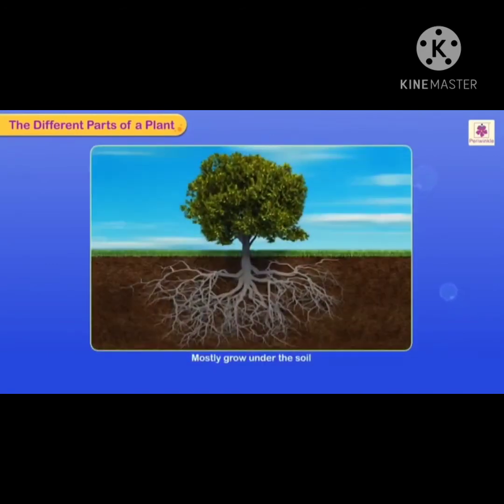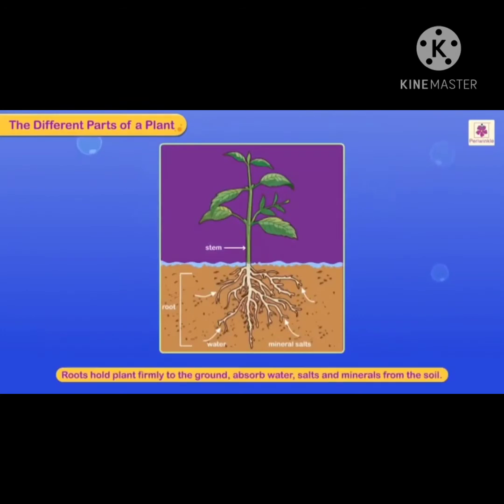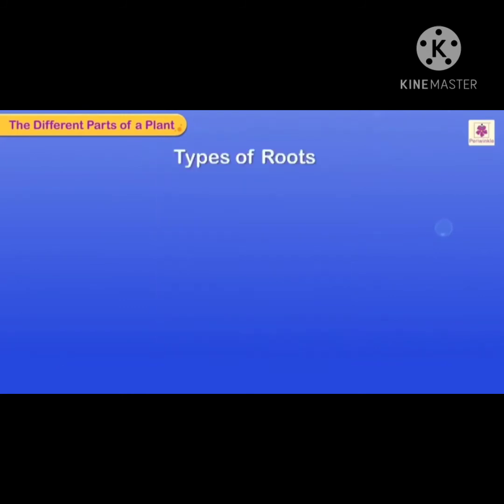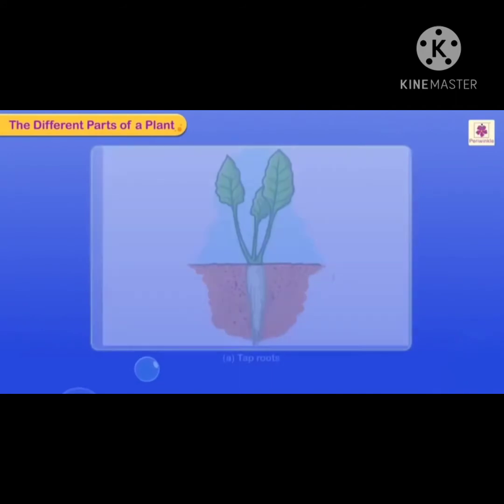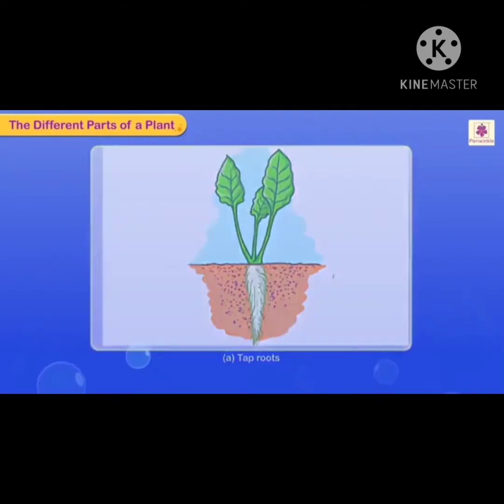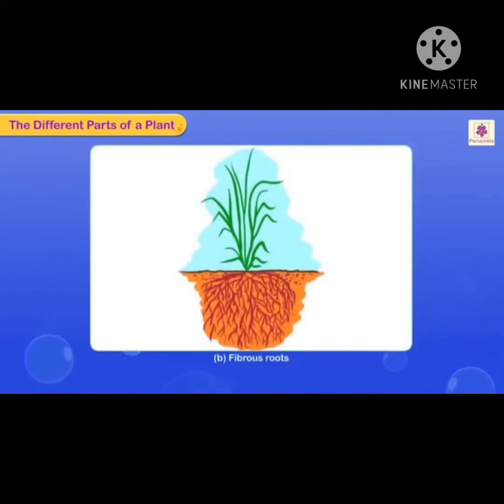Roots of a plant mostly grow under the soil. The roots hold the plant firmly to the ground, absorb water, salts, minerals and other nutrients from the soil and transport these up to the stem of the plant. Types of roots: A. Tap roots. B. Fibrous roots.